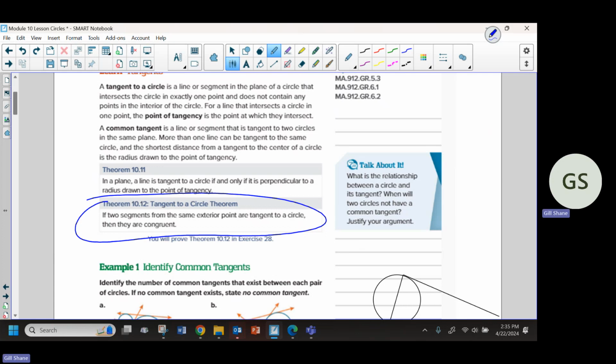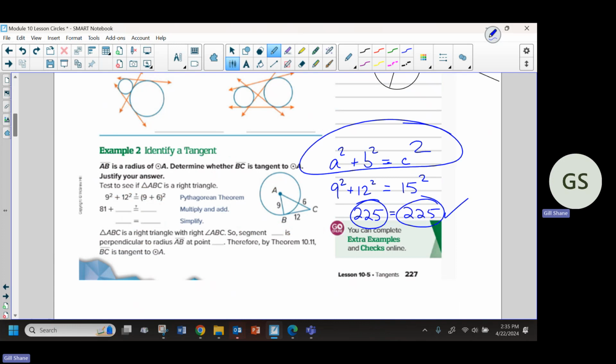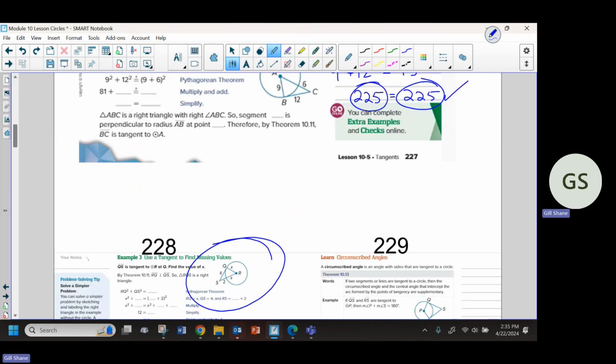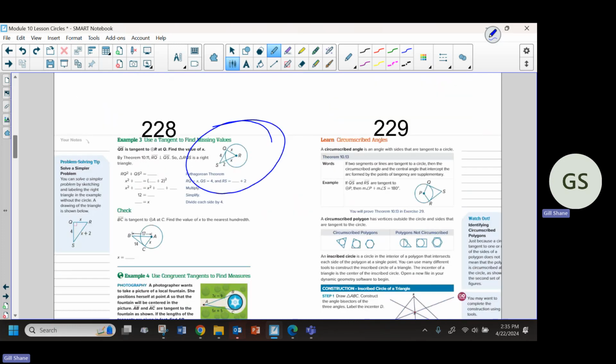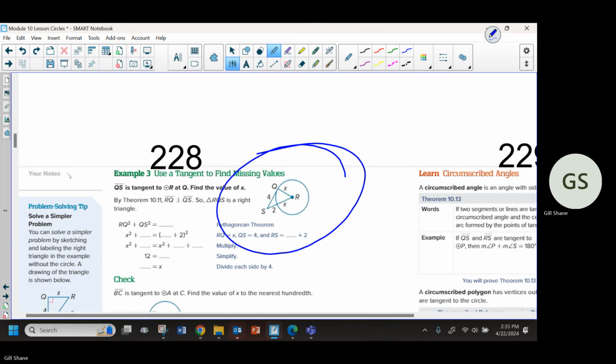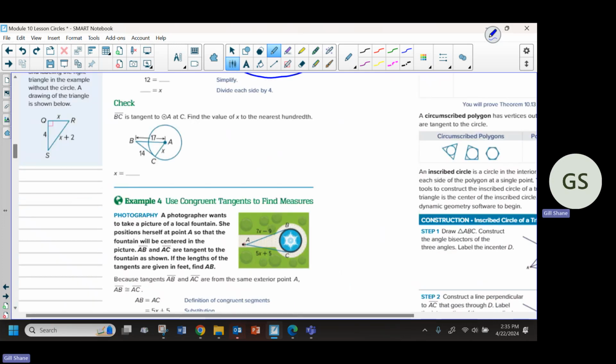Yeah, so this is the only other concept. If you have two tangent lines coming out of the same point outside of the circle. So you see down here, this is a point outside the circle, and they tell us in the problem, those two lines are tangent. Well, the theorem says these two lines are congruent.